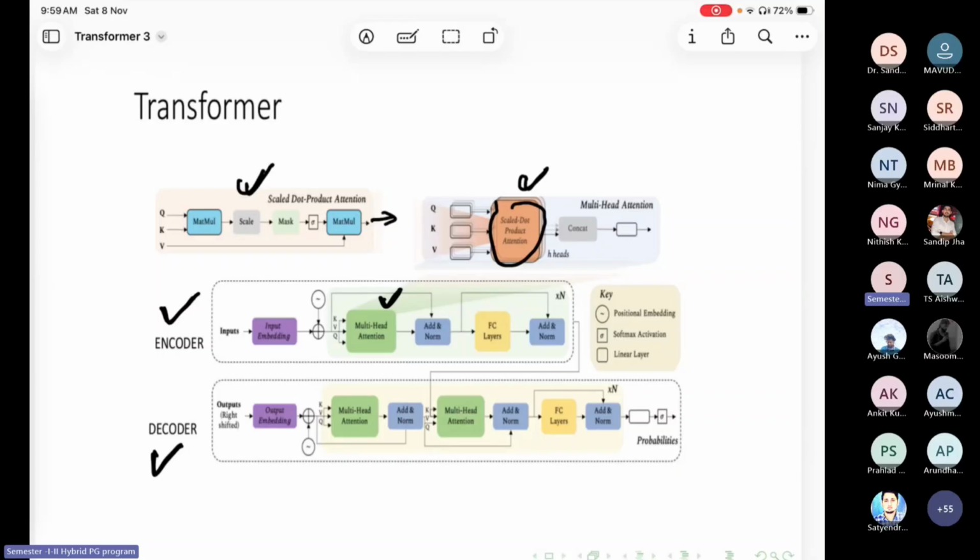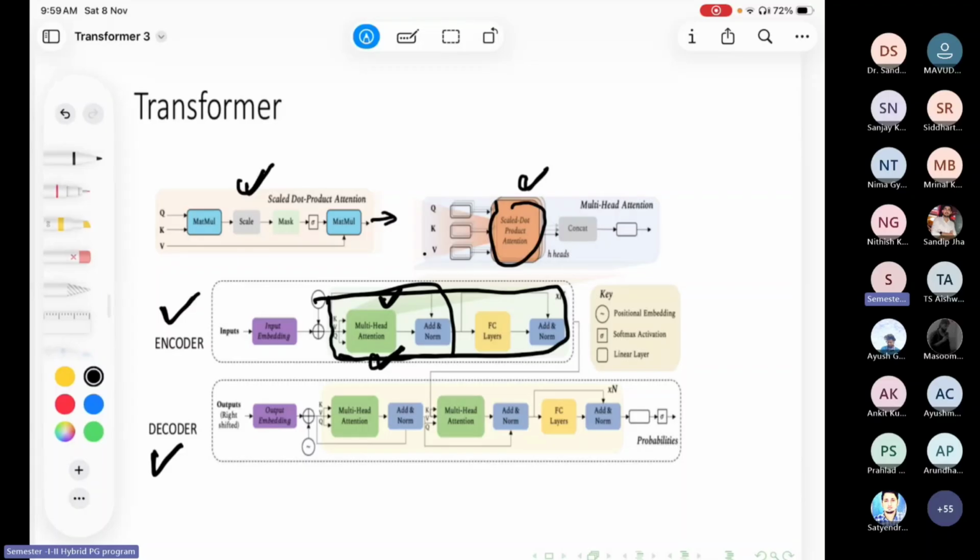Now, how does this happen, and what is the mathematics involved? That we'll cover. Whatever you get from the encoder side is one block, and this whole thing is one block, and you are going to use multiple blocks in a sequential manner. One block, then another block, then another, so you will have a lot of blocks.